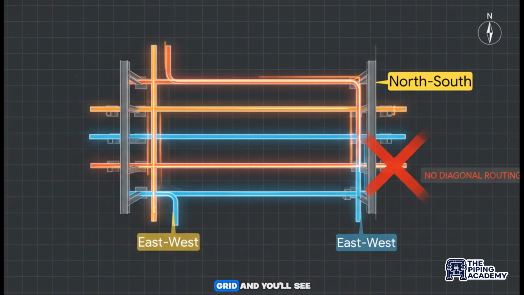If you violate this grid, and you'll see people try, if you start routing lines at random angles inside that rack, you create what we call bird cages. It's a tangled mess that makes any future expansion basically impossible. You have to respect the geometry of the spine.